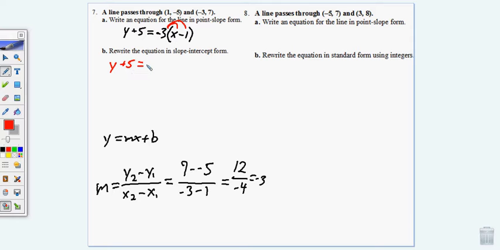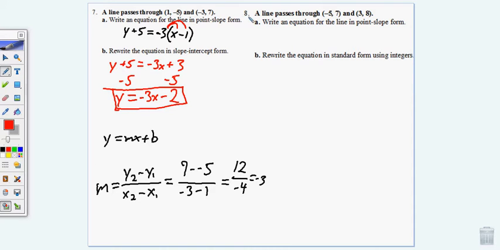Alright, so if we distribute, it's -3. We have y plus 5 equals -3x. -3 times -1 is +3. And now to get y by itself, we have to subtract 5 from both sides. Okay? And now look, we have y by itself, so this is good. -3x. Over here we have 3 minus 5, which is -2. So here's our slope-intercept form equation answer. Here's my point slope. These are the same line. They both have these points in them, but they are different forms of the same equation.